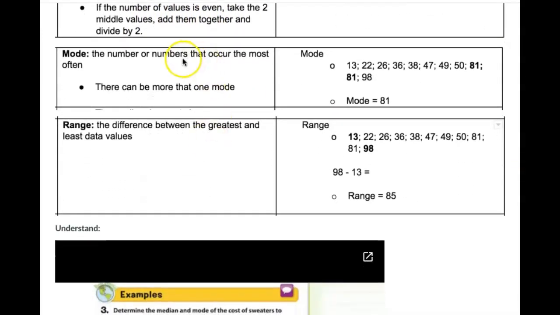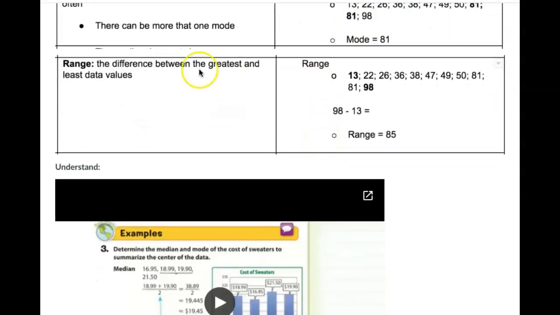Mode is the number that occurs the most, and sometimes that might be more than one number, and we're going to have some examples of that later. In this particular situation, the number 81 comes up twice, and nothing else comes up twice, so the mode for this data set is 81. Okay, range, again, we'll talk about tomorrow, but basically you take the value with the greatest value in a data set, the value with the least value, and you subtract the two to find the range.